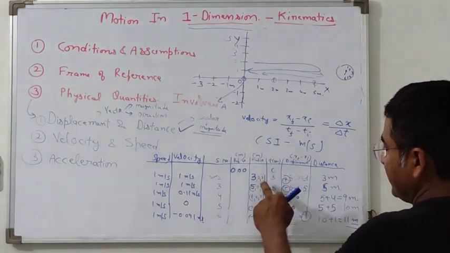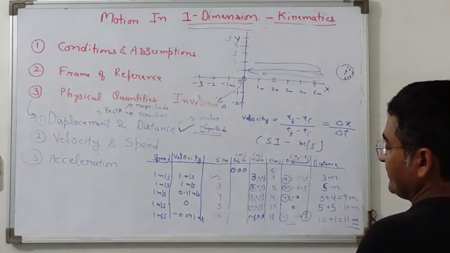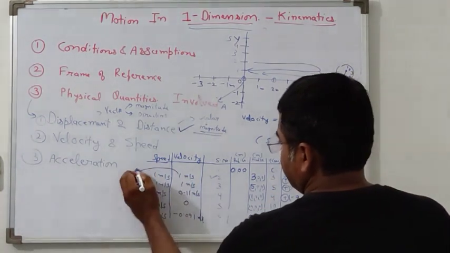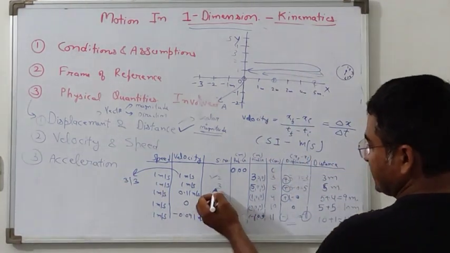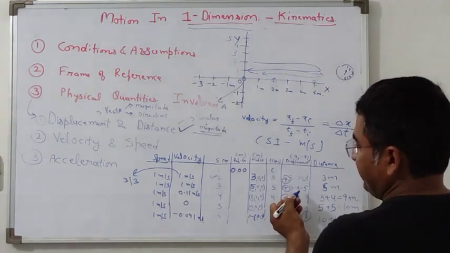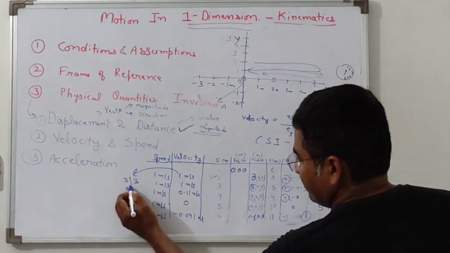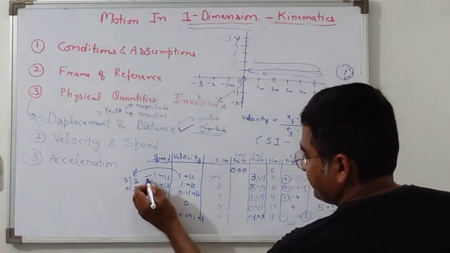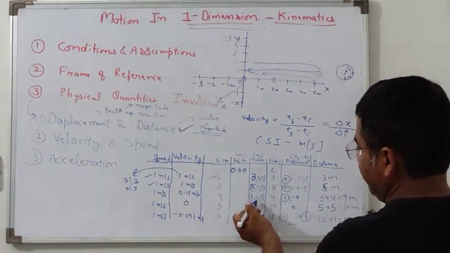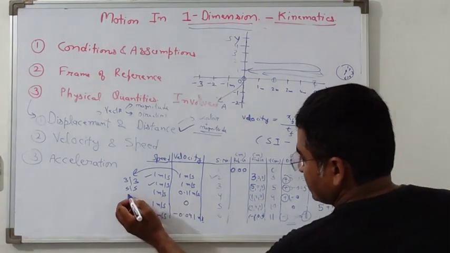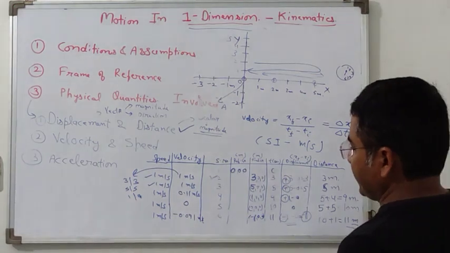So if the displacement is 3, the time taken is 3. So this will be 3 divided by 3, that is 1 meter per second. For the second data point, we have a displacement of 5 meter and the time taken is 5 seconds. Again, the velocity will be 1 meter per second. For the fourth data point, we have a displacement of 1 and the time taken is 9. So this will be 1 divided by 9, approximately 0.1 meter per second.